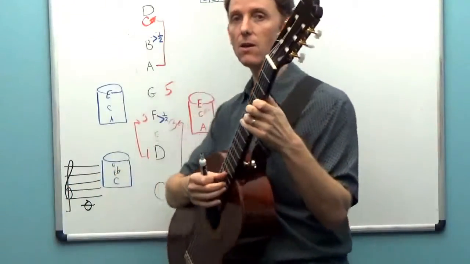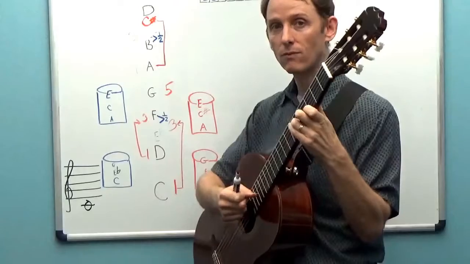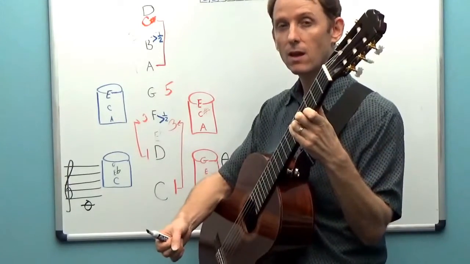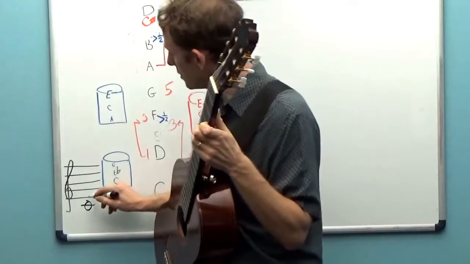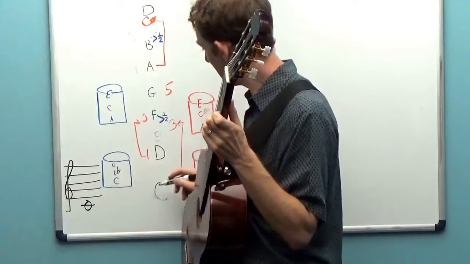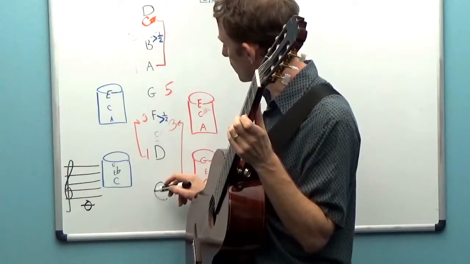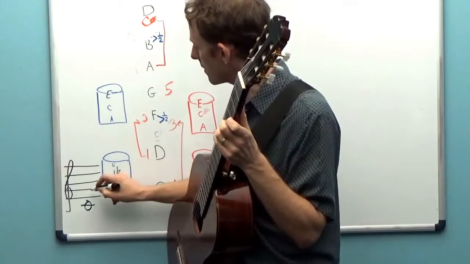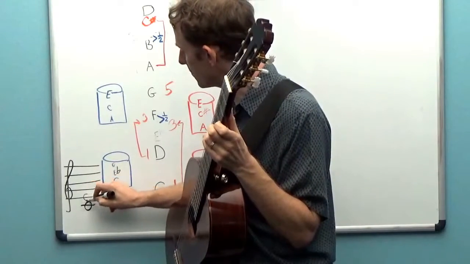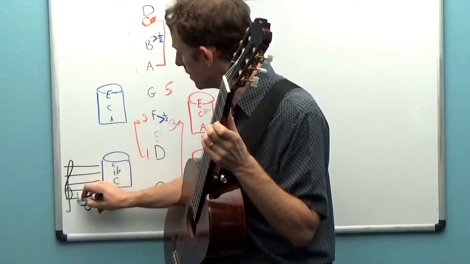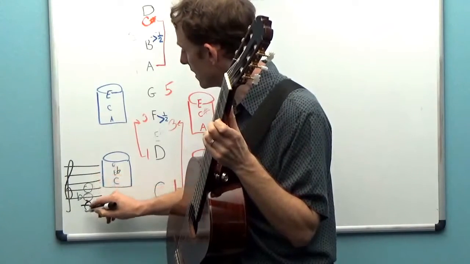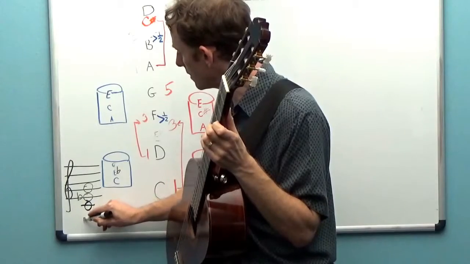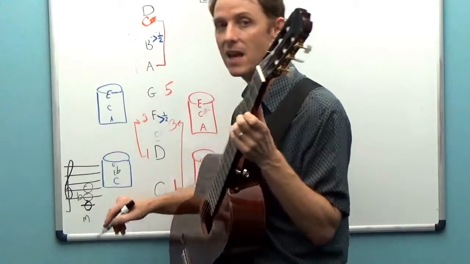If you were to hear, then you know that's minor, and you would have to say, well, to make that distance from the root to the third smaller, I'm going to need to put a flat on the E, but of course my G is going to stay the same. I'm going to label it with a lowercase m.